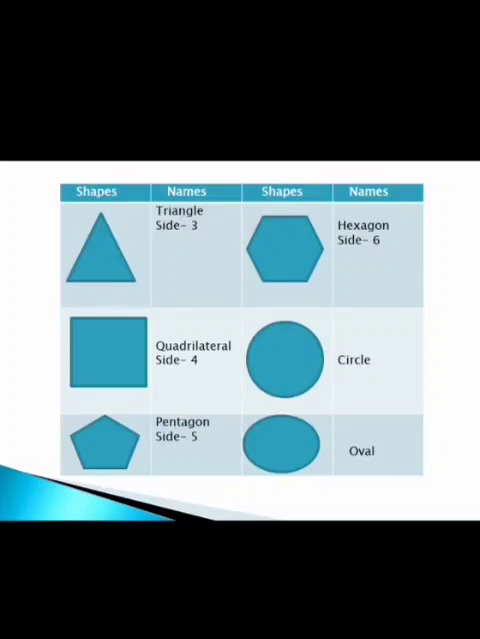Next figure is circle. The round shape like a ring. It is also a closed figure and also a curved in shape. That means a circle is a closed and curved shape. In your daily life, you can see the coin, wheel. Those are the examples of circle.